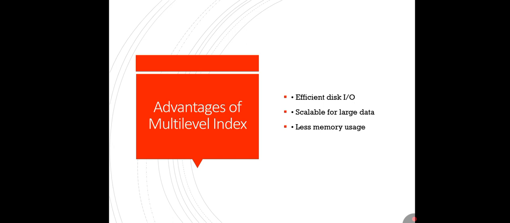Advantages of multi-level index. Let's summarize the benefits. Fast search time, even in a very large dataset. Efficient use of disk I/O: less data is read from disk. Scalability: it works well as data continues to grow. The layered structure allows a small index to reside in memory.